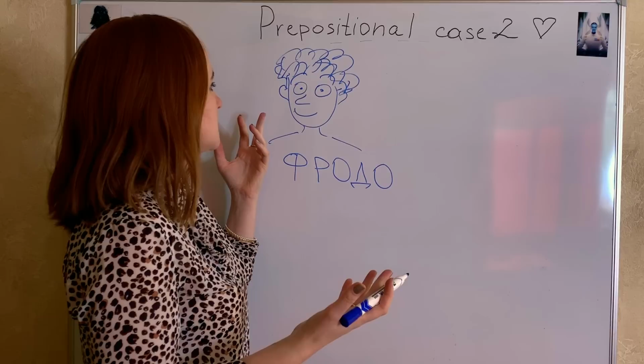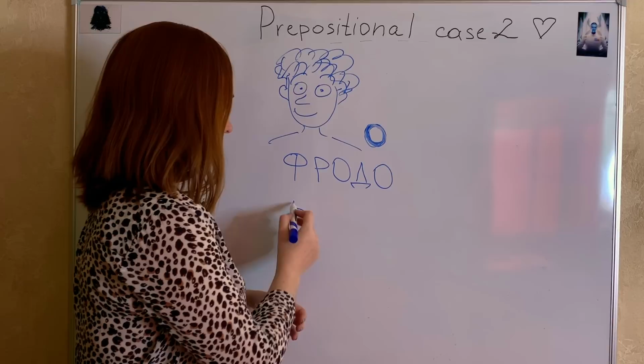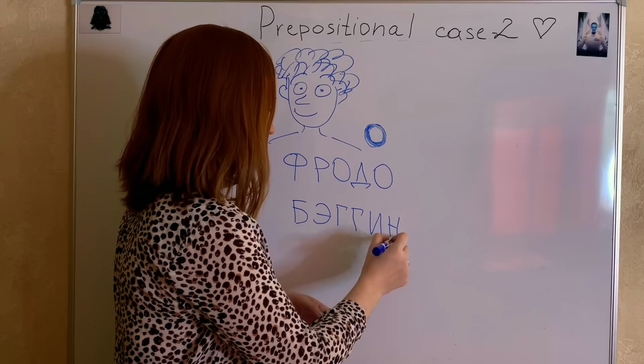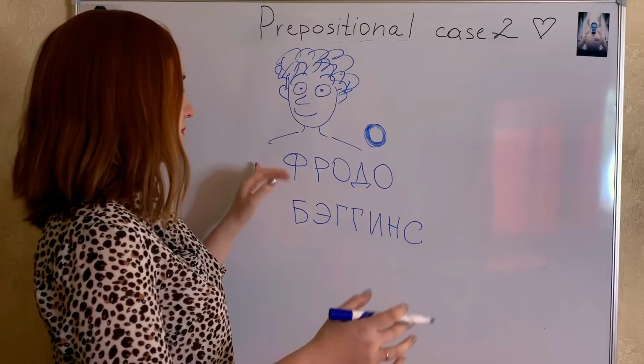So, well, okay, he has the ring. That's his special thing. This is Frodo. Frodo Baggins. By the way, do you want an absolutely unnecessary but fun fact about this stuff? I'm just reading The Lord of the Rings for the third or fourth time in my life. I love it absolutely.